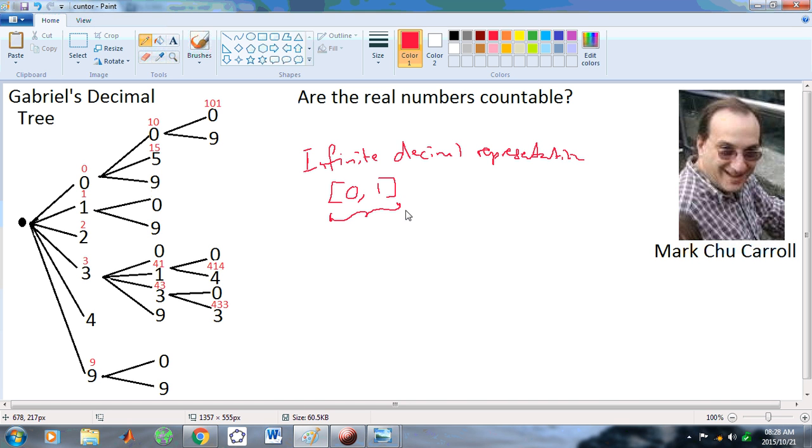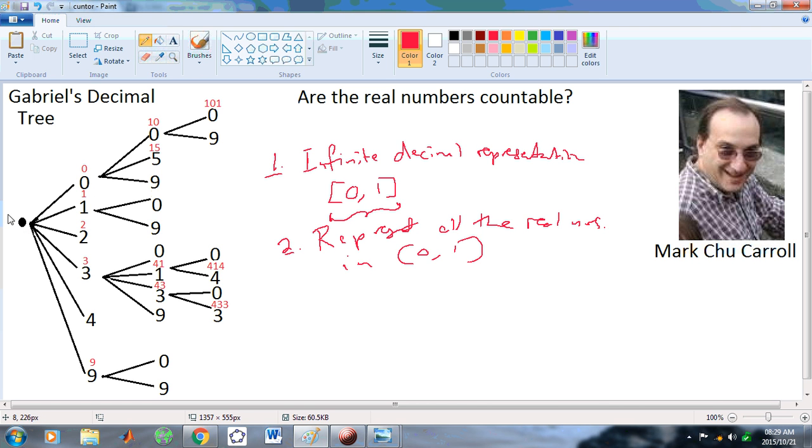Okay, and what I'd like to demonstrate in this video is that if we assume, one, that any real number can be represented as an infinite decimal, then we can, first of all, represent all the real numbers. How? I'm going to explain to you now. All the real numbers in the interval (0, 1). Okay, and how do we do that? We use this tree.